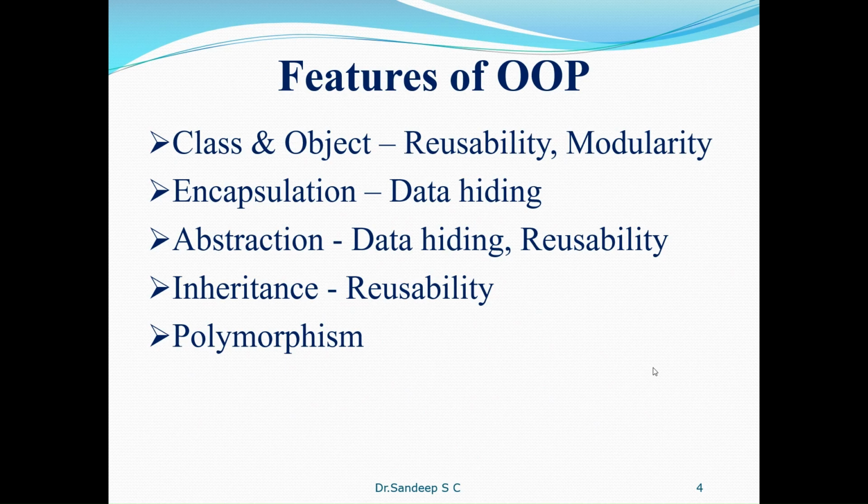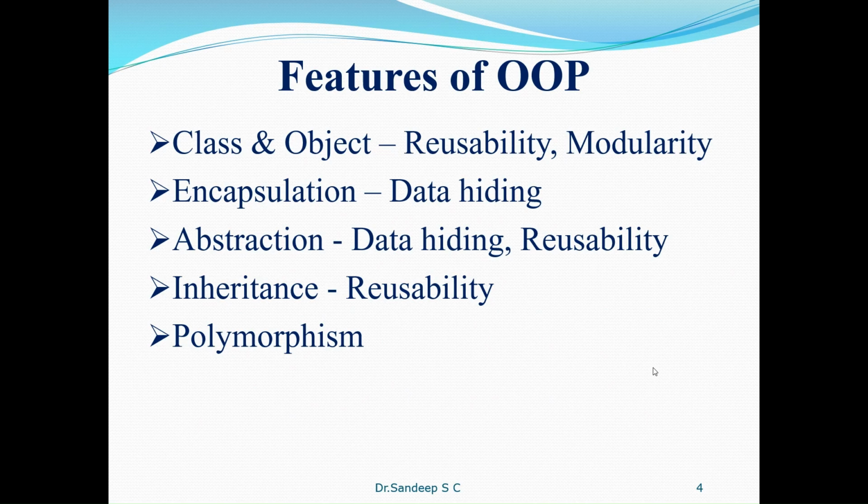The class and object will provide us the characteristics of reusability and modularity. Then we have another feature called encapsulation. It provides us data hiding. Then we have abstraction, which also provides data hiding and also reusability. Then we have inheritance. This also provides reusability. Then finally we have polymorphism. These are the five important features of object-oriented programming.